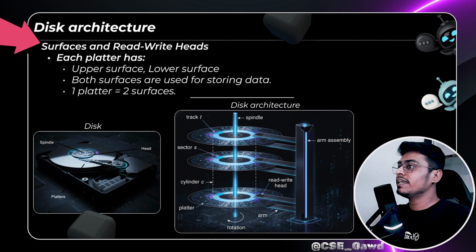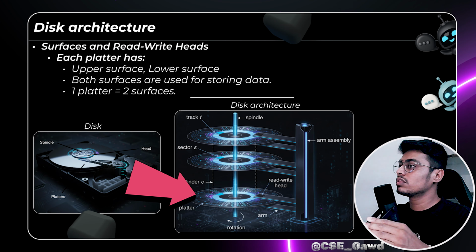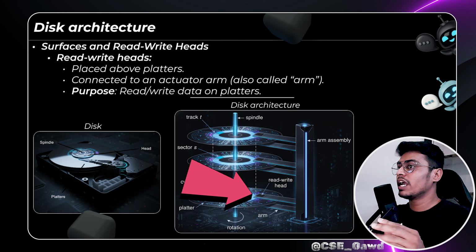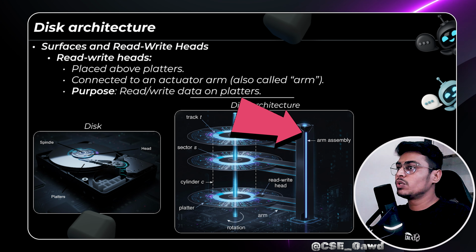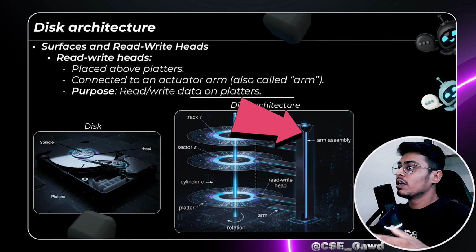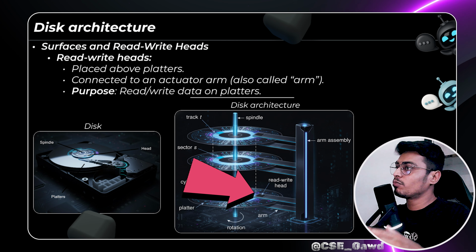Now, surface and read-write heads. What is there above every platter? This is a surface, an upper surface and a lower surface. We use both the upper and lower surfaces of every platter for storing data. Now, what's there above these platters? Above these platters, we have read-write heads, which are connected to an actuator arm. You can call it just arm or actuator arm. What is the job of these read-write heads? The job of the read-write head is to fetch data. These are used to read data from the disk and also to write data onto the disk.